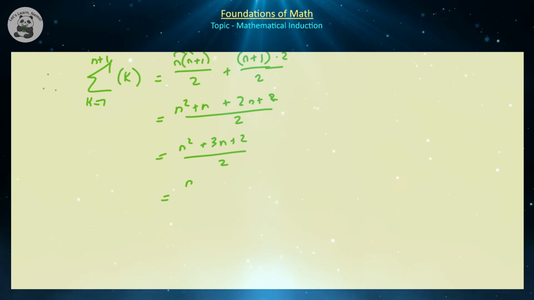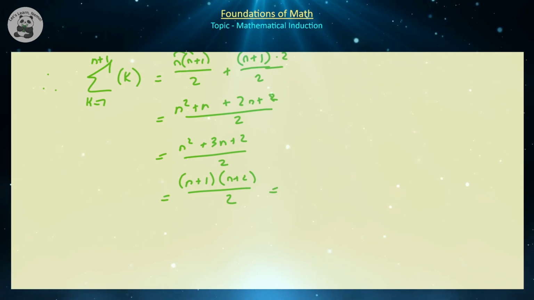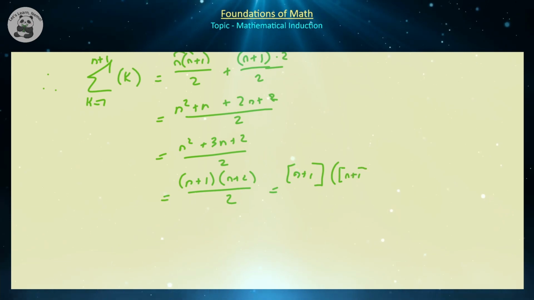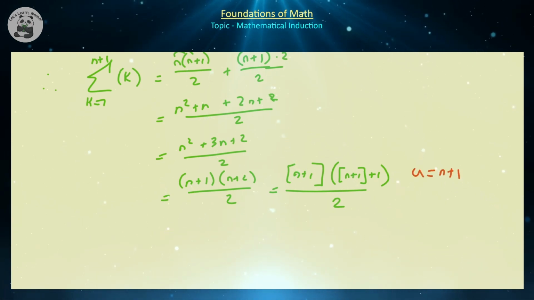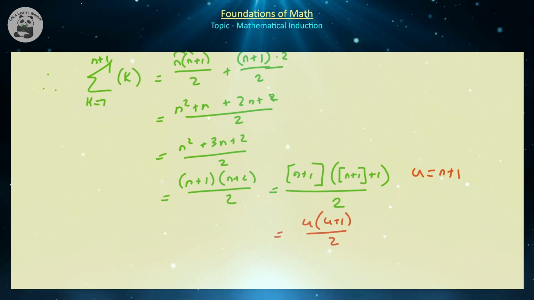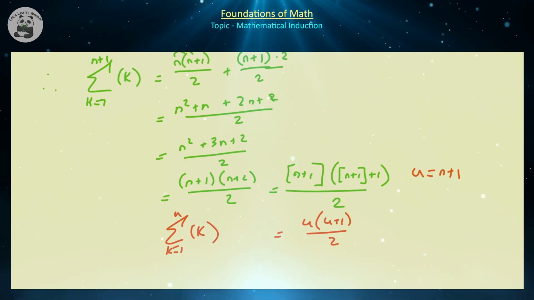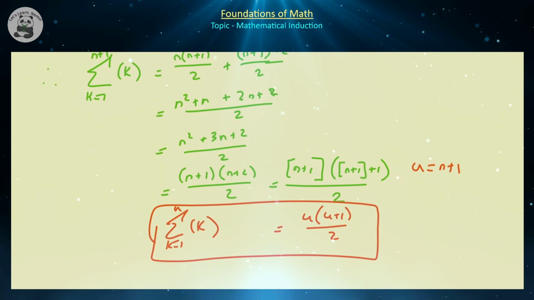So what two numbers multiply together to give you 2 and add together to give you 3? That's obviously going to be 1 and 2. So I'm going to write this as n plus 1 times n plus 1 plus 1, and I'm going to write that over 2. I'm going to use a u substitution to make this a little more obvious. So this is u times u plus 1 all over 2, and the left-hand side is equal to the sum from k equals 1 to u of k, which is the identity we have.